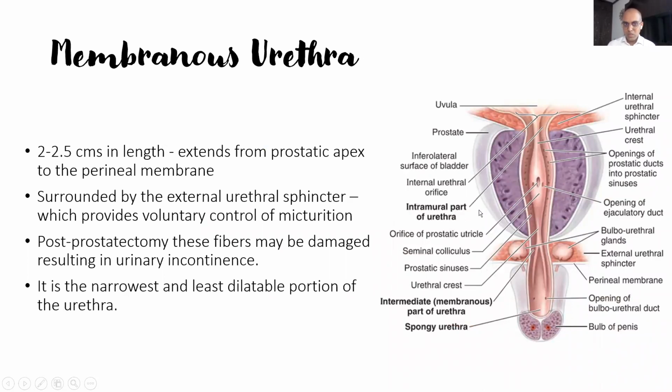The membranous urethra is around 2 to 2.5 centimeters in length, and it runs over the external urethral sphincter. During prostatectomy, the prostate is removed, and the internal sphincter is usually destroyed during the procedure. The only source of continence for these patients is the external sphincter. So injury to this level of urethra or the sphincter can cause the patient to become incontinent of urine. It is also the narrowest and least distensible portion of the urethra.